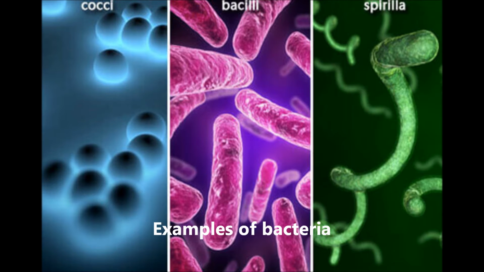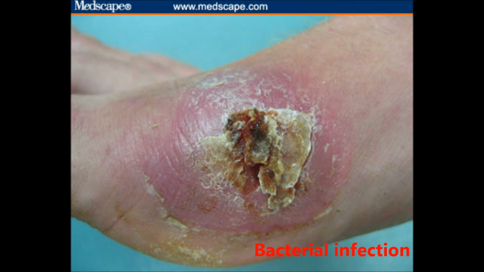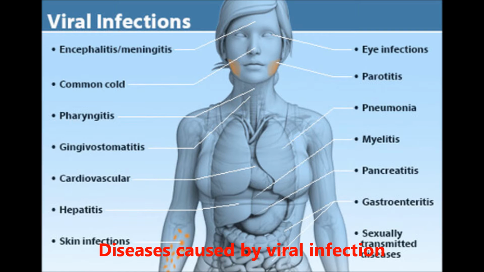Bacteria are very small cells, about 1/100th the size of your body cell, and they reproduce rapidly. They make you feel ill by producing toxins, which are like poisons, which damage your cells and tissues.